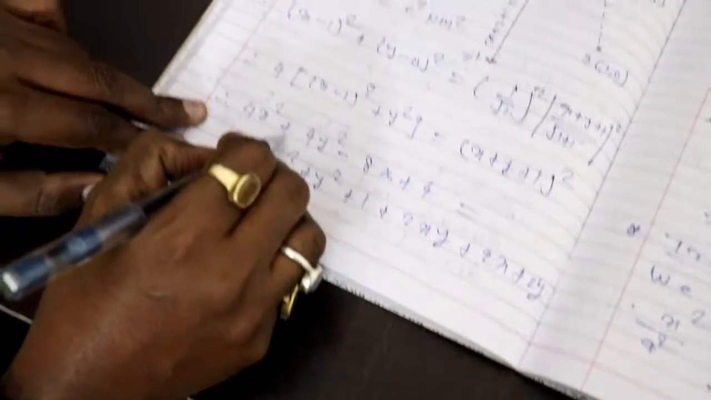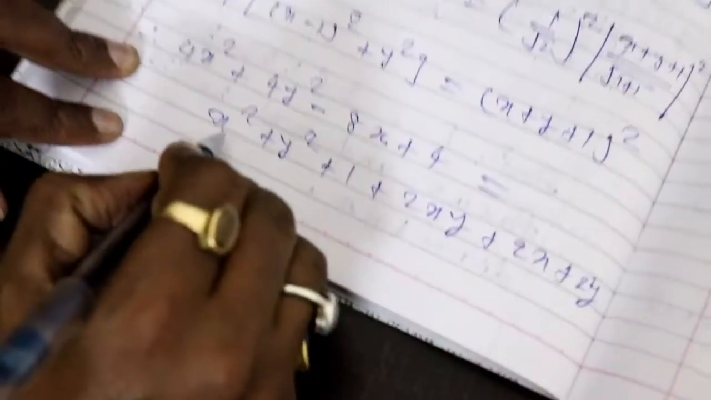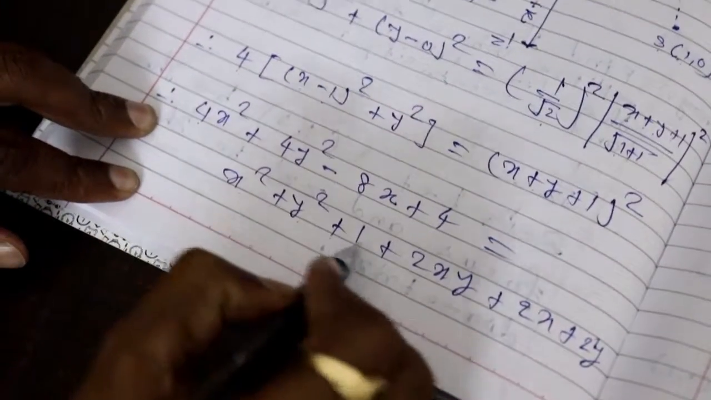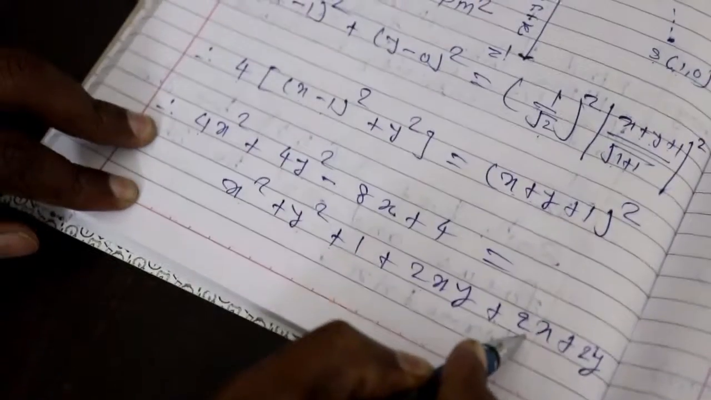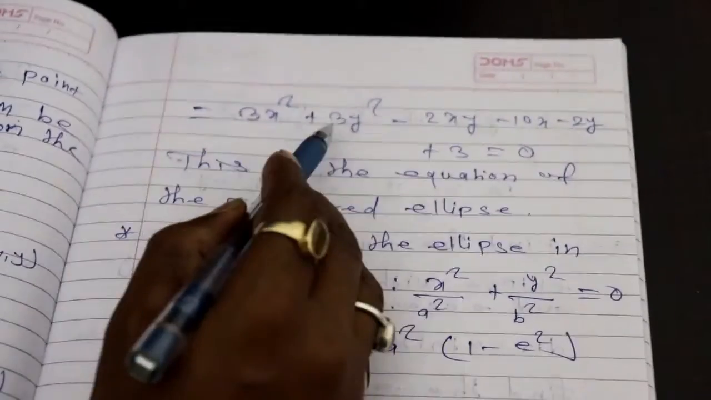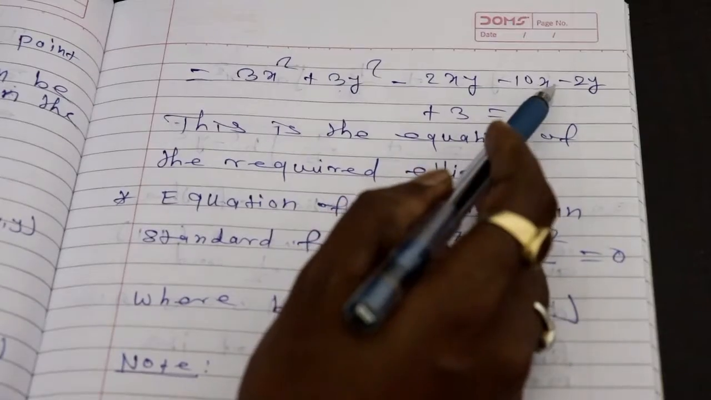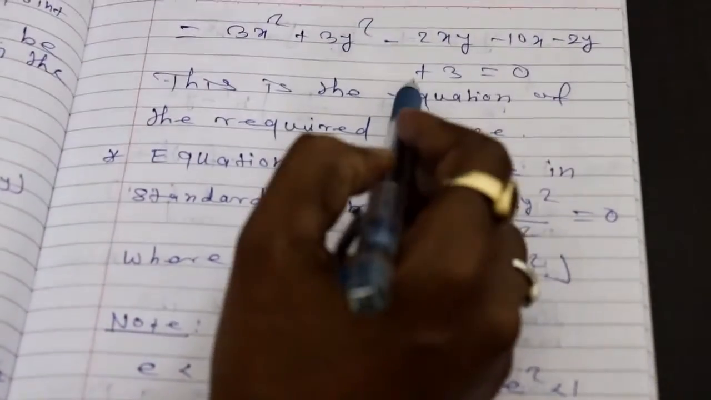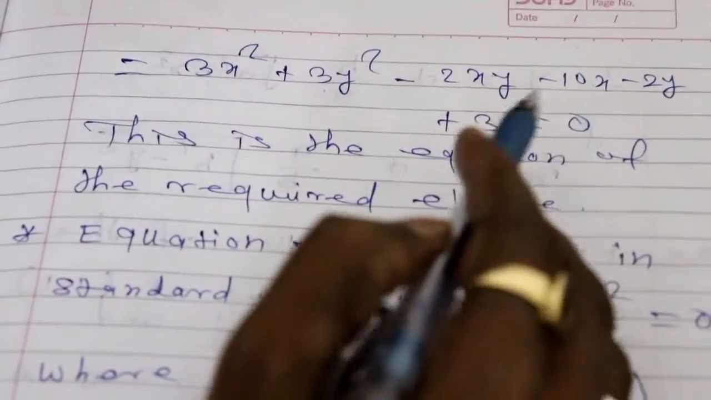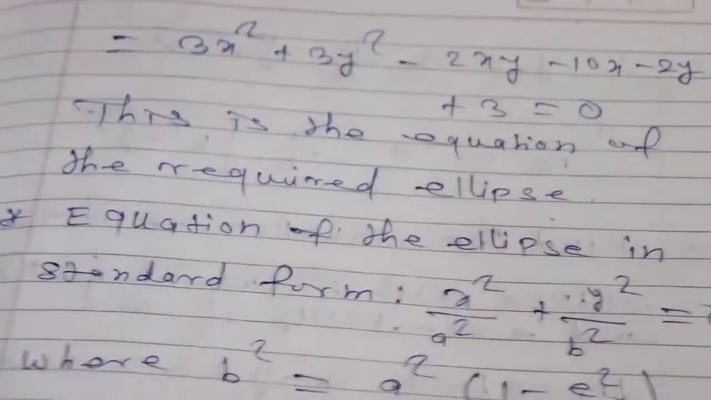Now solve. The left side gives 4x² + 4y² − 8x + 4, and the right side has x² + y² + 1 + 2xy + 2x + 2y. If you solve, you get 3x² + 3y² − 2xy − 10x − 2y + 3 = 0. This is the equation of the required ellipse.